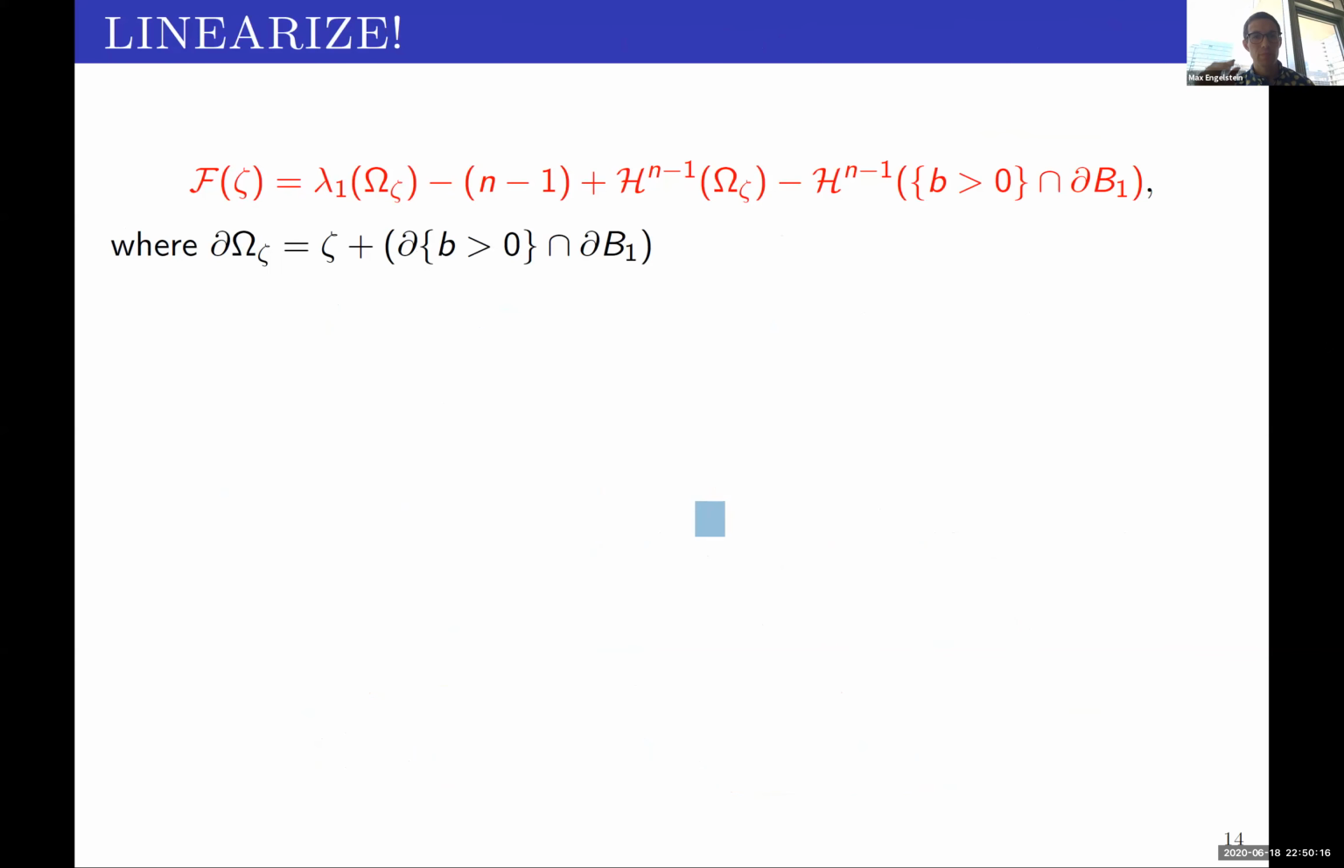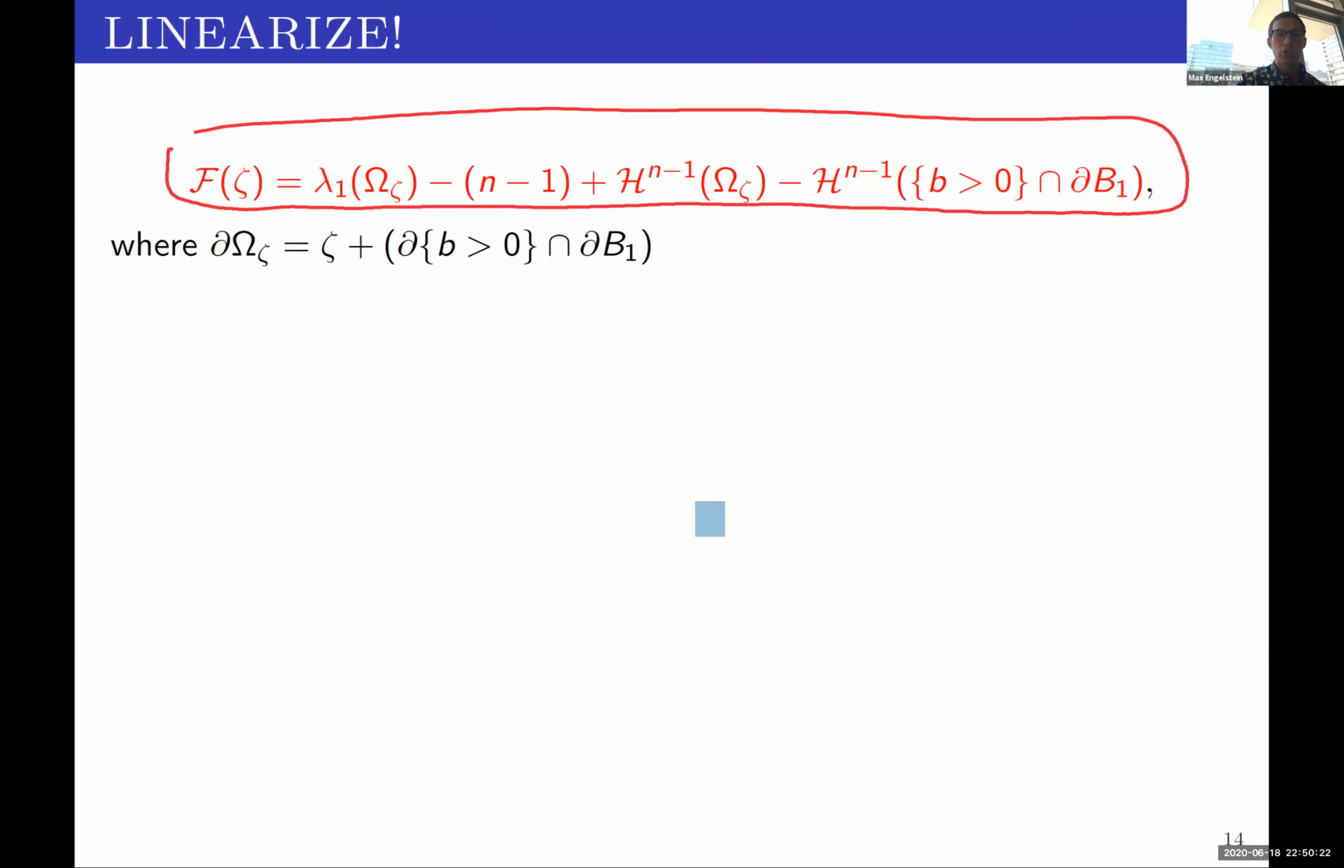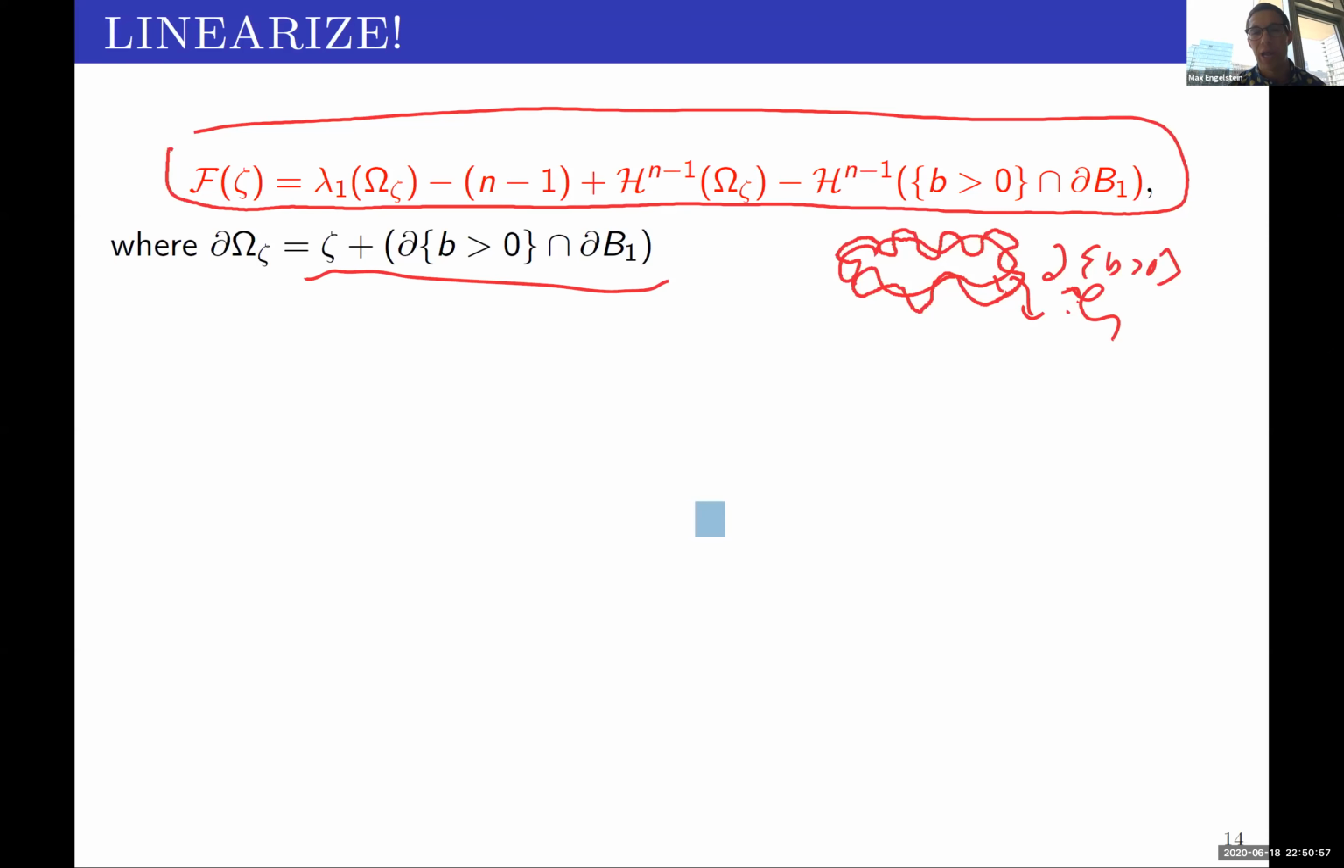Cool. So here's our functional. I've written it down again in red. And I've made this notational choice, which I call omega sub zeta. And this is exactly what I was talking about before, right? Where if this is the positivity set of B, I'm asking that omega sub zeta is given sort of as the graph over this thing by the function zeta, right? So we're only looking at the graphical perturbation sense. And this is an abuse of notation, obviously, but you sort of know what I mean by this.